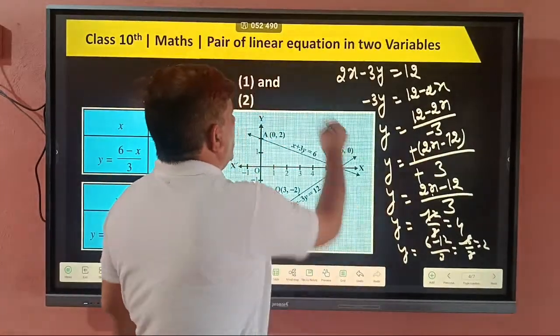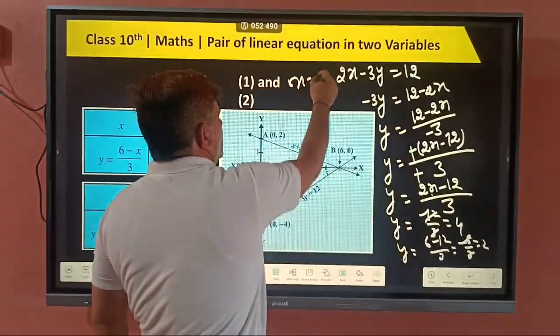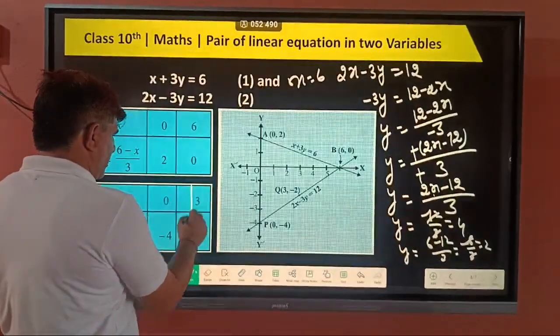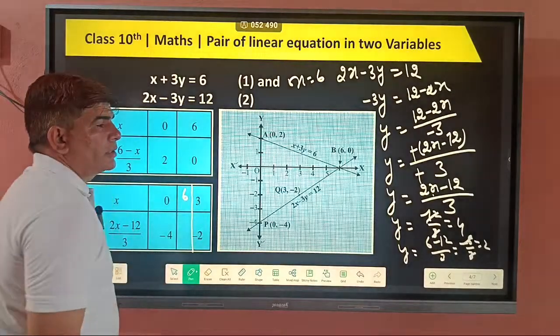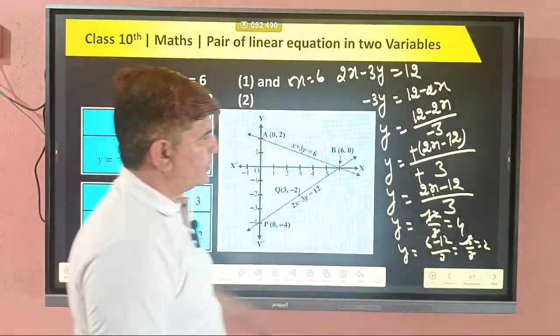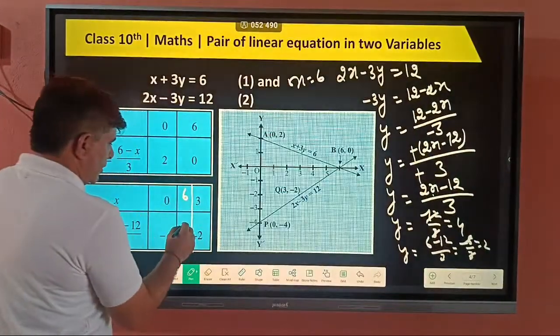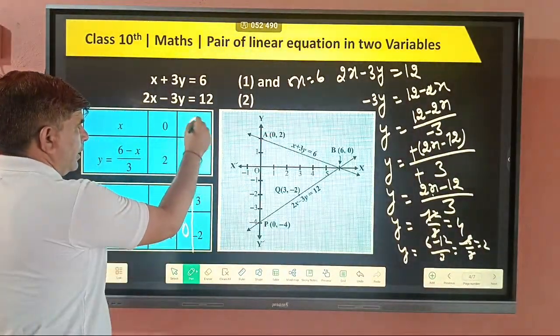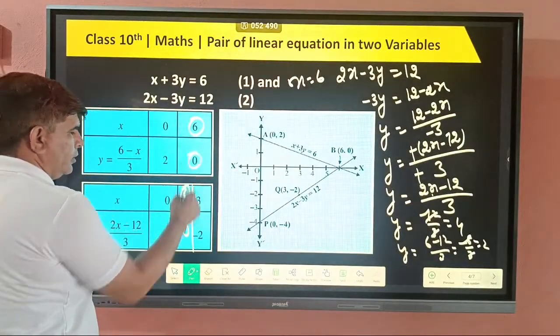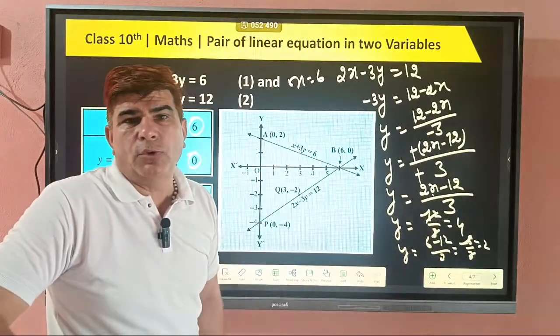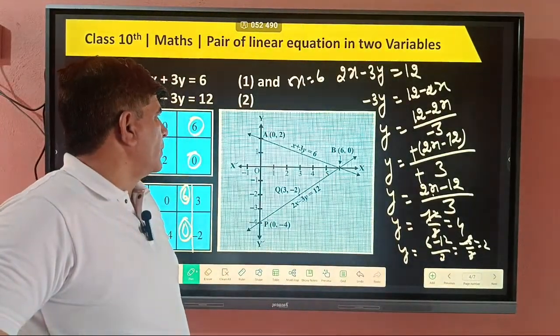One more value you can take: x equal to 6. Taking 6, then 12 minus 12 is 0, by 3, 0. So look one time, x is 6 here also, y is 0 here and 0 here. So it means both lines are intersecting at this point.